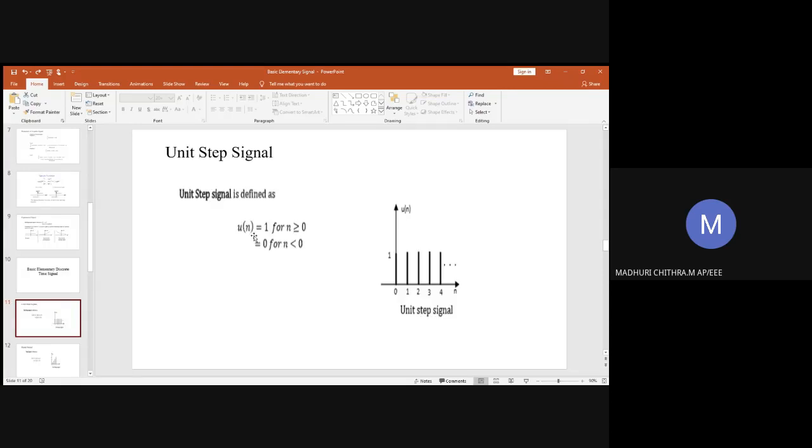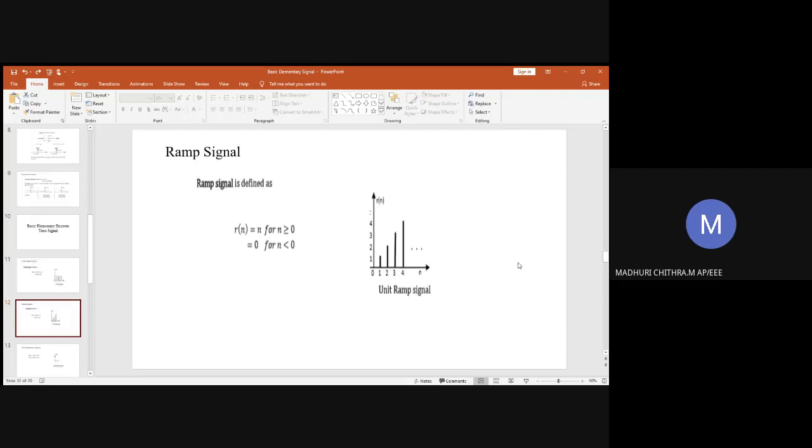So u of n equals 1 for n greater than or equal to 0 and equals 0 for n less than 0. For example, this is the unit step signal. It is not time, it is n. The value is taken from 0 onward, and u of n is 1, and it is discrete in nature. All else is the same, but it is discontinuous in nature.